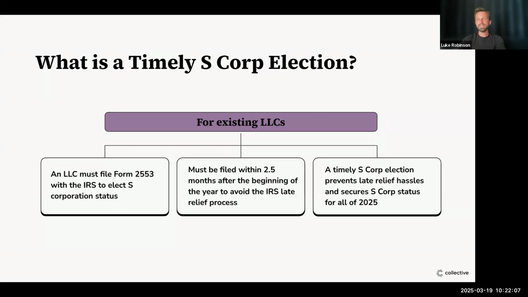An LLC or a business entity must file the S Corp form, which is Form 2553, by March 15th. It's got to be filed within 2.5 months at the beginning of the year to avoid the IRS late relief process. So, it's still possible now to make an S Corp election, but we're going to have to do a late relief process, which we can do, no problem. Those are common and we can make it happen. But there is that timely S Corp election.